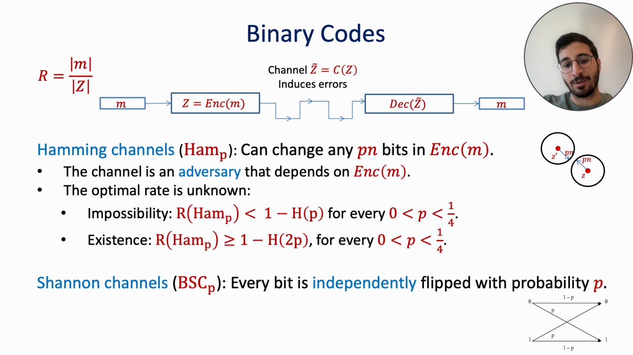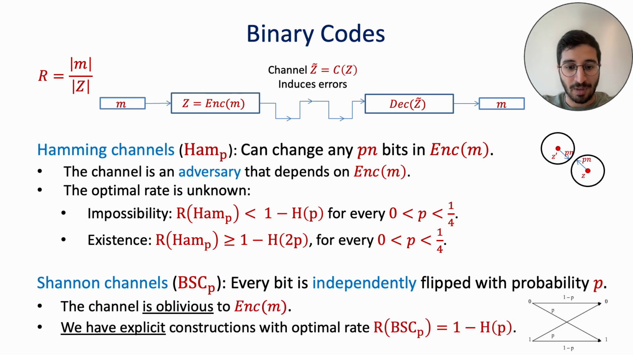On the other hand, we have another well-studied class of channels, the Shannon channels, or binary symmetric channels. This is a channel that flips every bit with probability p. If you have 0, with probability p you're going to get 1, and if you have 1, with probability p you're going to get 0, and with probability 1 minus p, you're not going to change the message. This is not an adversary, in the sense that the actual error pattern does not depend on the message. However, for such channels, we do have explicit codes that achieve the optimal rate of 1 minus H(p). So it's possible to have explicit constructions for such codes, and this is very desirable.